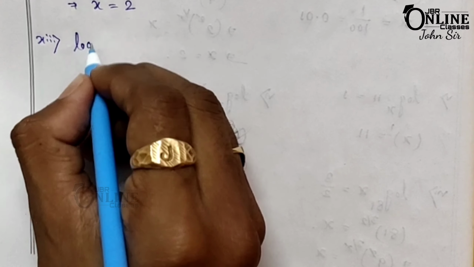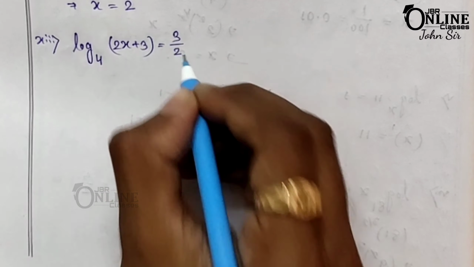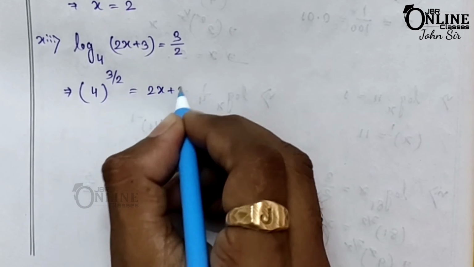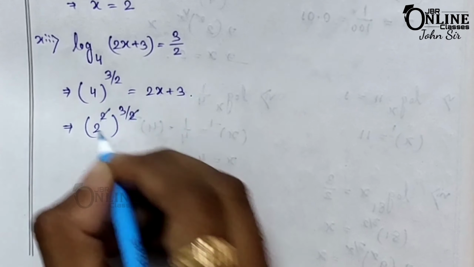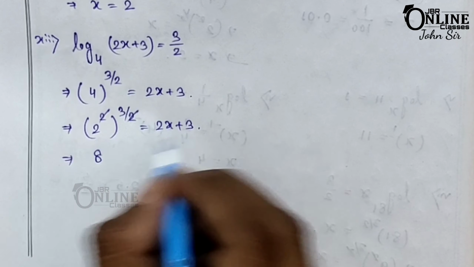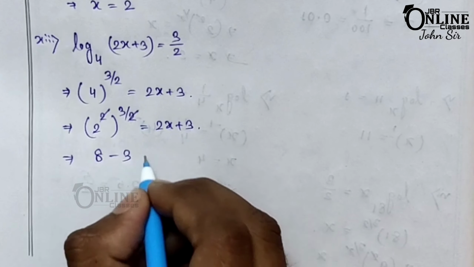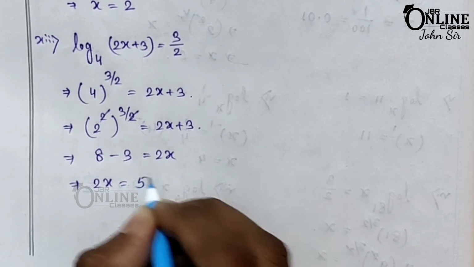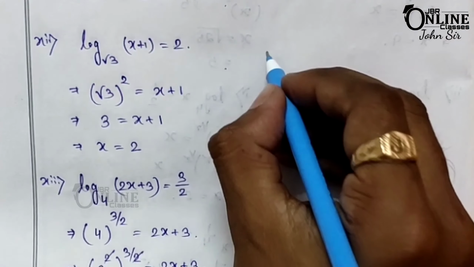Now 13, log base 4 of 2x plus 3 equals 3 by 2. So that means 4 to the power 3 by 2 equals 2x plus 3. Now 4 means 2 to the power 2. So for 3 by 2, the 2s cancel out, equals 2x plus 3. So 2 to the power 3 means 8. If you move this 3 from right to left, it will be 8 minus 3, equal to 2x. So 2x equals 8 minus 3, it becomes 5. So x equals 5 by 2, that is the answer.